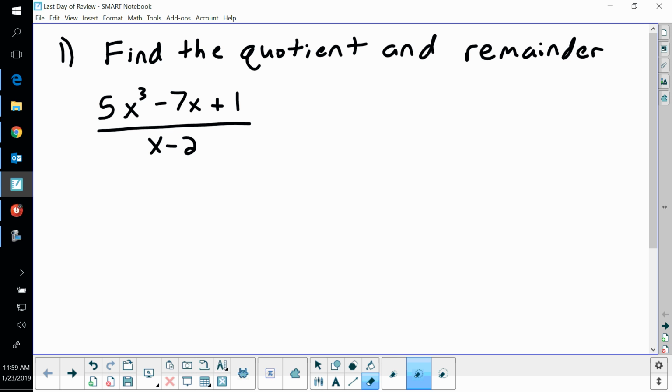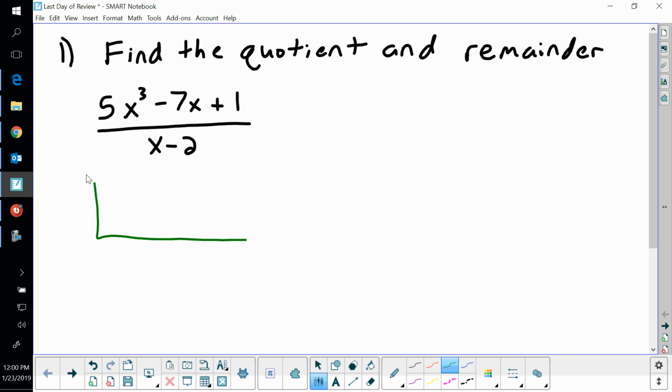All right, so we want to find the quotient and remainder. So we have two ways that we can do this. This is a candidate for synthetic division because we're dividing by something that's linear and it has a 1 in front of the x. So we're going to show both options. First, we'll do the synthetic division option.